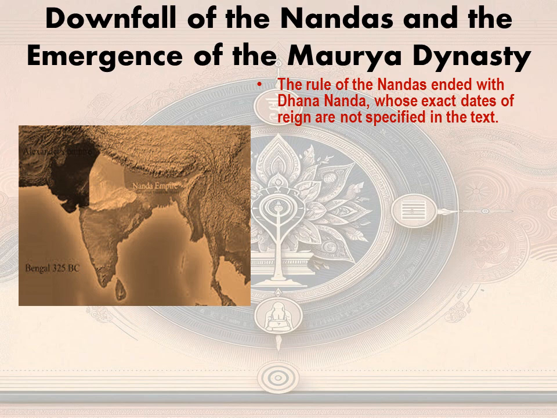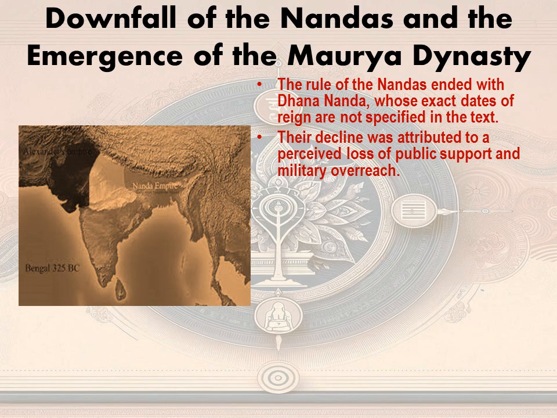A few accounts also say that Alexander was somewhat scared of Dhanananda's power, and that's why he did not venture past the Indus Valley. How true this is is a matter of debate, but Alexander seemed to have been quite aware of the power of the Nandas.